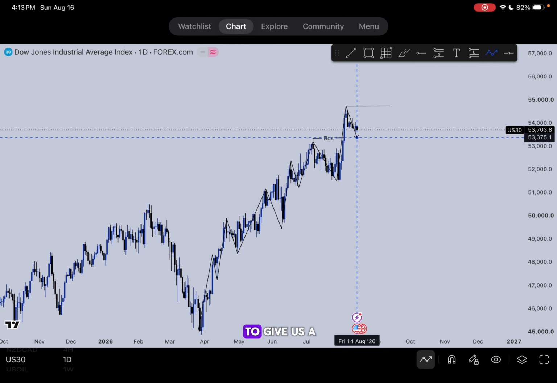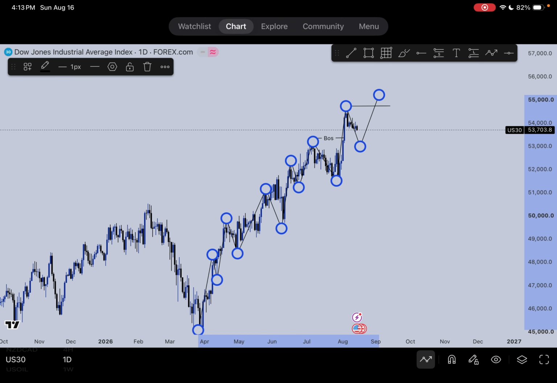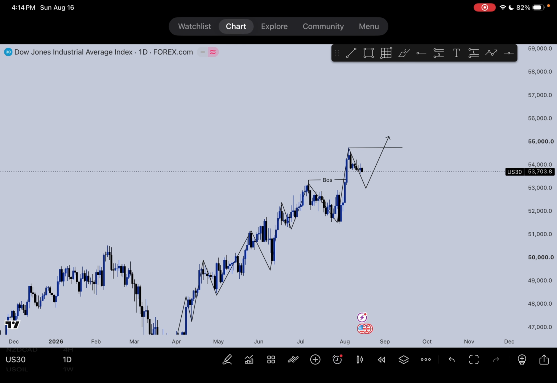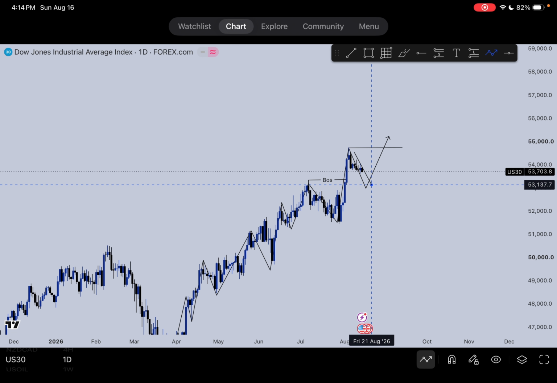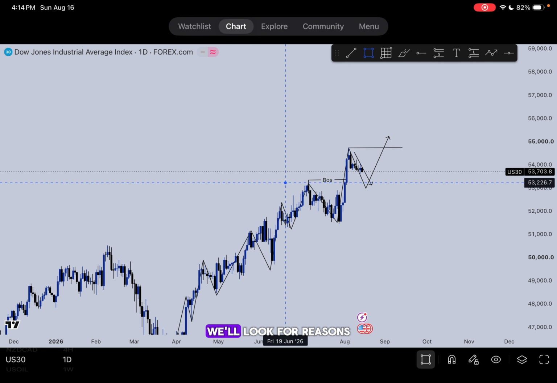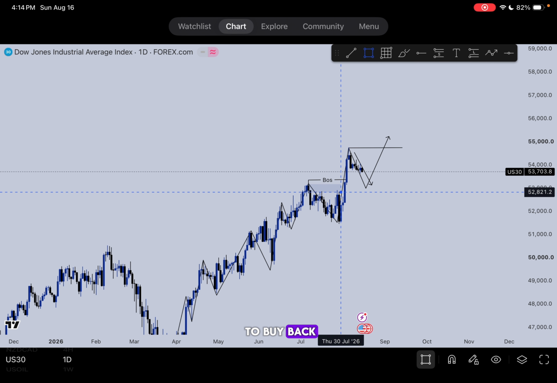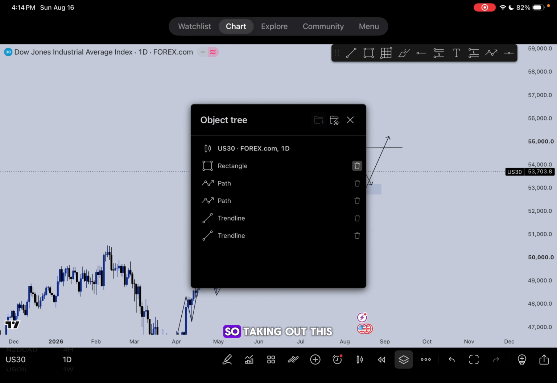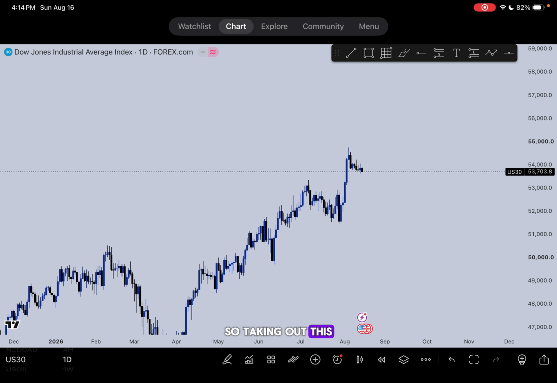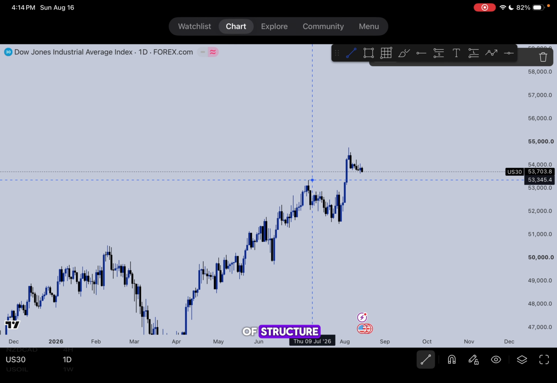We expect the market to give us a higher low to push to the upside. Knowing this, what we expect to do now is to sell to the low, which is this higher low. Once we get to this zone, we'll look for reasons to buy back. So taking out this, we have this break of structure.